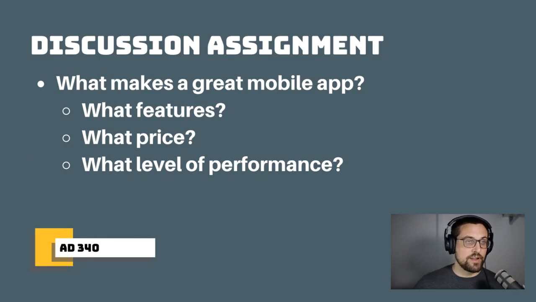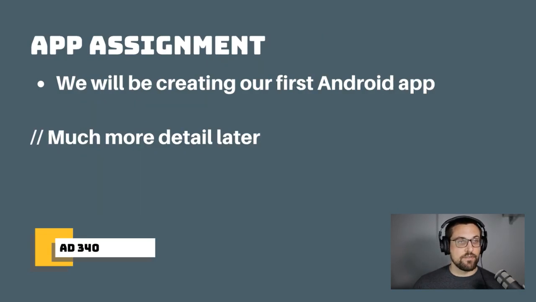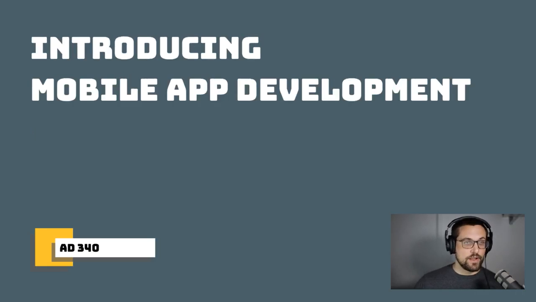Okay, so as I mentioned here, we have our discussion assignment, what makes a great mobile app, features, price, all that kind of stuff. Our app assignment, creating our first Android app. Yep, all of that's good. All right, here we go. We can finally start off now. Introducing mobile app development.